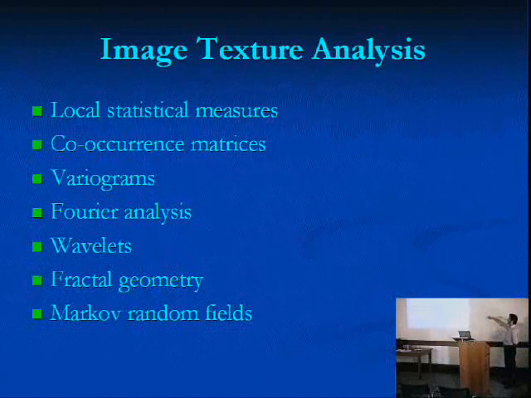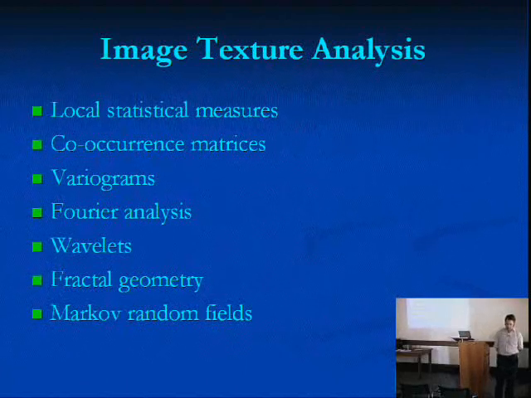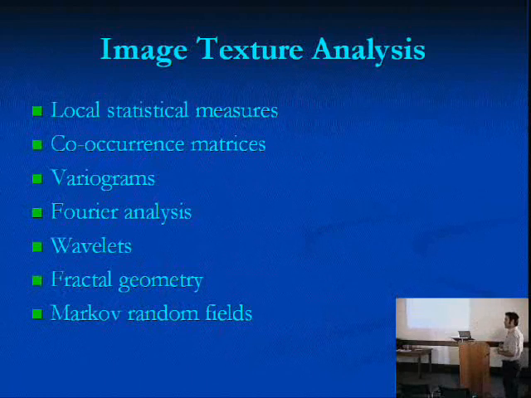Then some other approaches include something called a co-occurrence matrix, where you estimate the spatial co-occurrence of pixel values. Basically, you build up a counting table of how many times a pixel of intensity 10 occurs at some particular spatial orientation with a pixel of value 20.